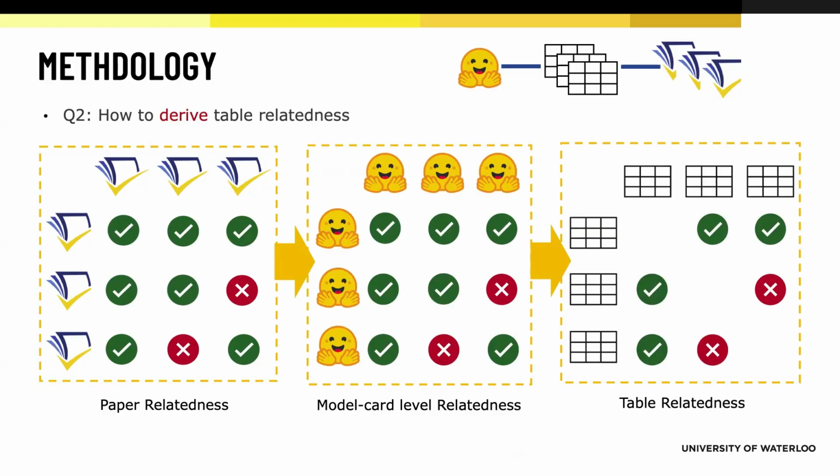There is a tip: the paper relatedness and model card level relatedness can have self loops. Taking tuples as an example, if two model cards have one same paper, then these two model cards can be regarded as related. And if two tables come from the same model card, then they can also be regarded as related. But at the table level, they cannot, because this would push the precision score to 100%. So this is nonsense. We avoid this kind of self loop in the table relatedness.